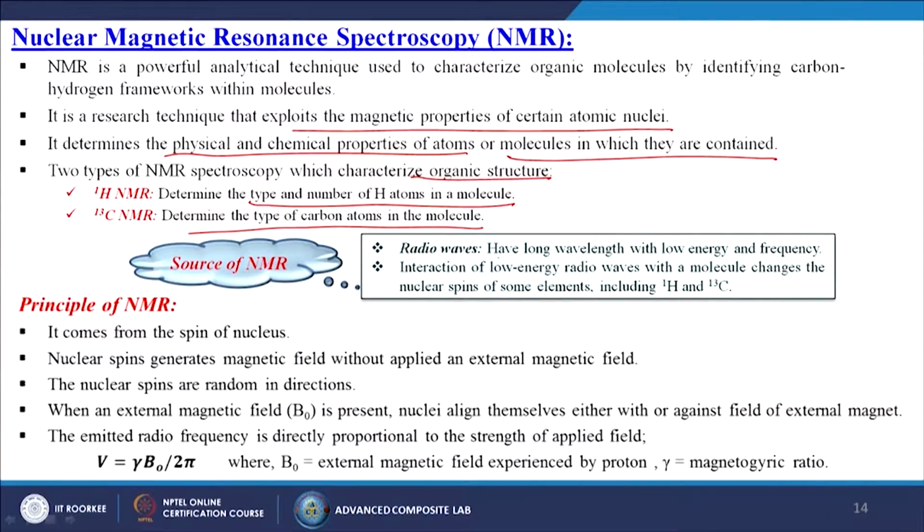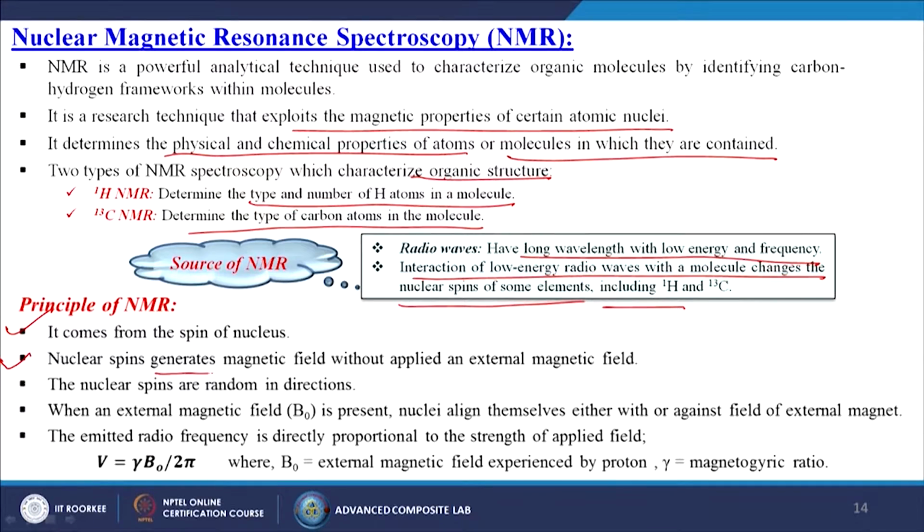What is the source of NMR? Radio waves have long wavelength with low energy and frequency. Interaction of low energy radio waves with a molecule changes the nuclear spins of some elements, including 1H and the 13C. Principles of NMR: it comes from the spin of the nucleus.